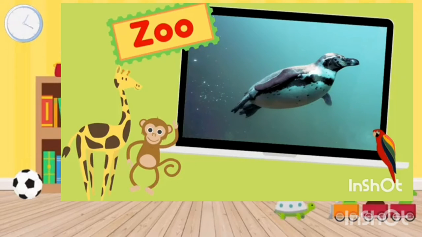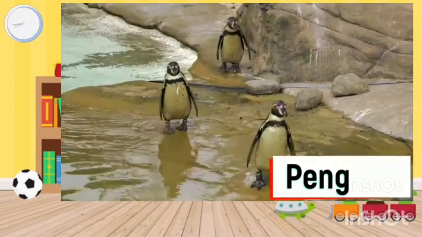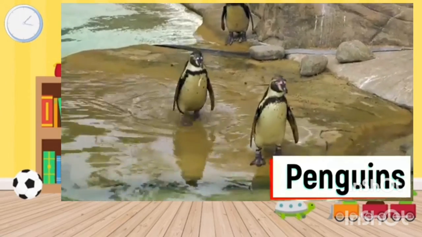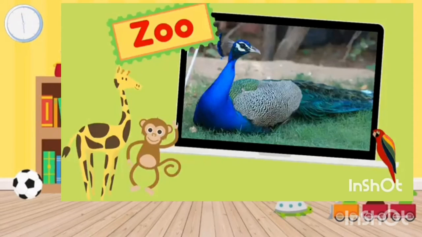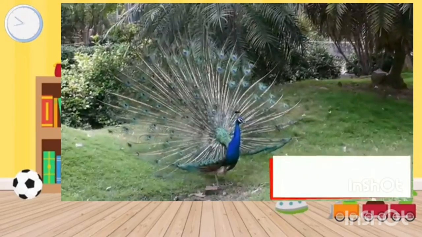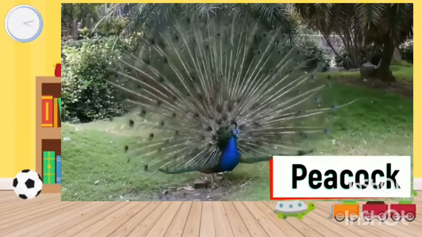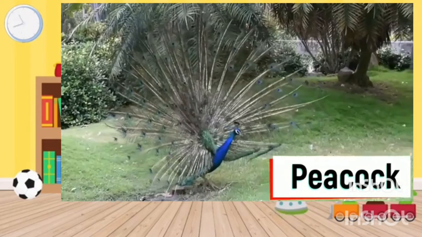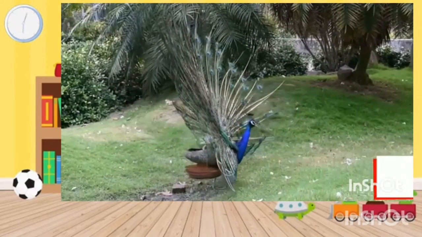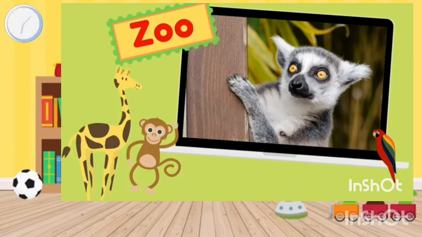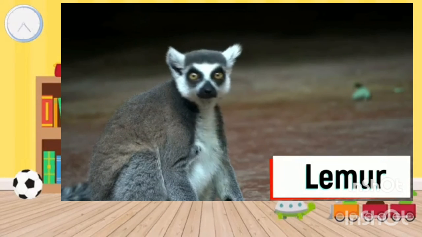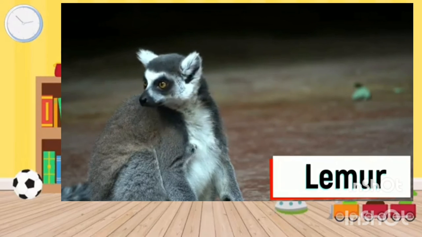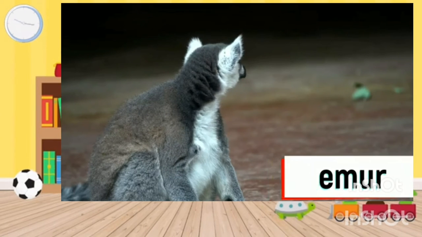Penguin. It's a penguin. P-E-N-G-U-I-N-S. Penguins. Peacock. P-E-A-C-O-C-K. Peacock. Lemur. L-E-M-U-R. Lemur.